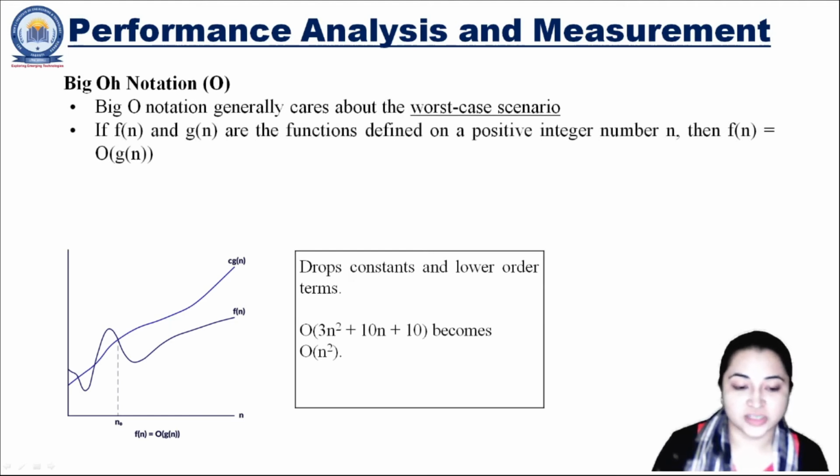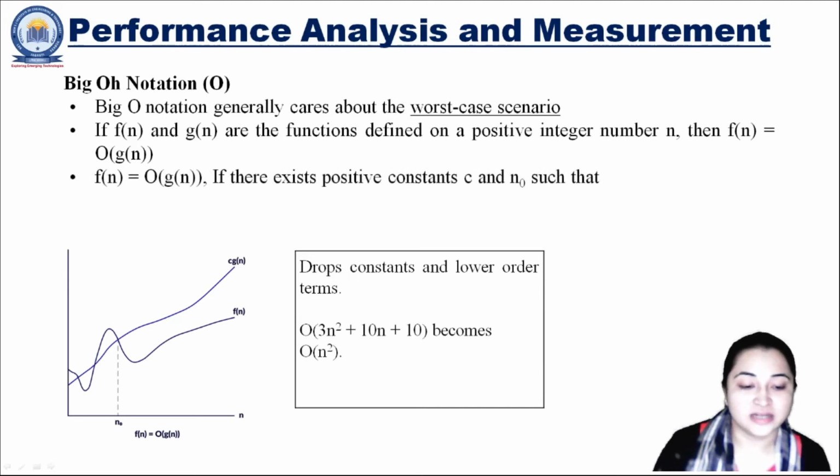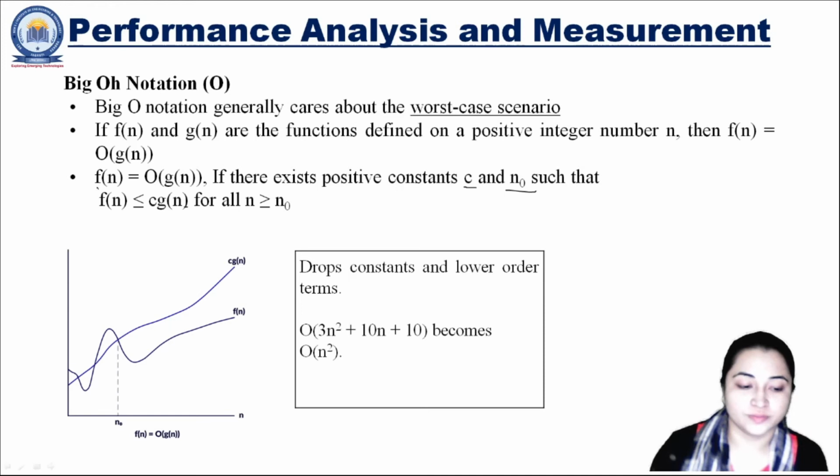If f of n and g of n are functions defined on a positive integer number, that is n, which is our input size, then we can say that f of n is big O of g of n if there exist positive constants c and n0 such that f of n is less than or equal to c times g of n. This will hold true for all n greater than or equal to n0. So this is some initial value of n0. We will find this initial value, after which c into g of n will always grow faster than f of n.